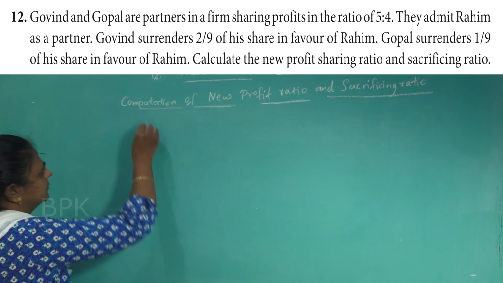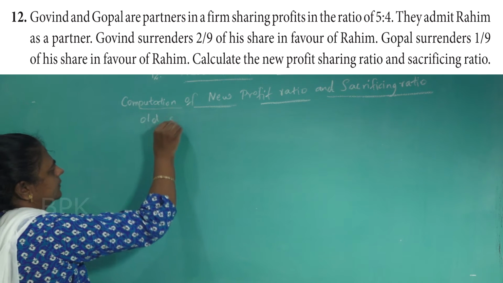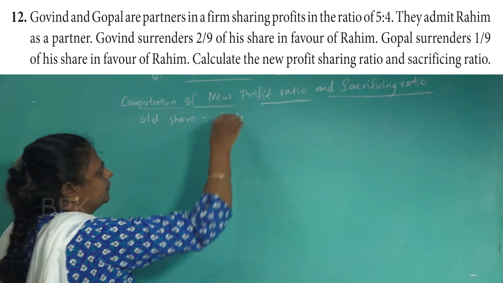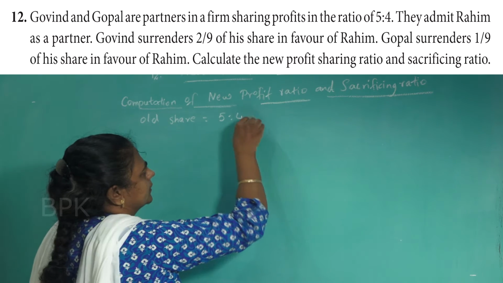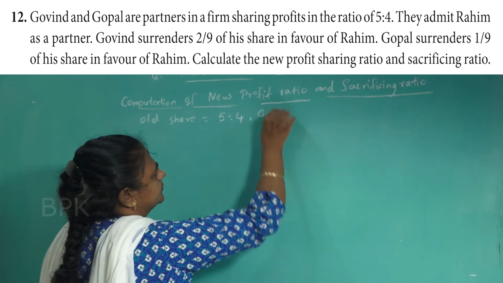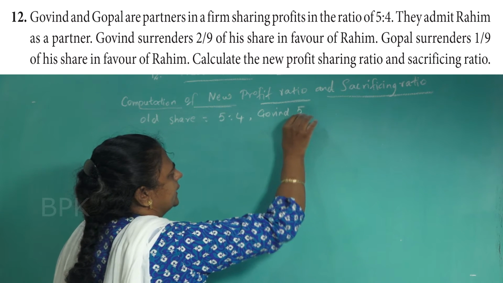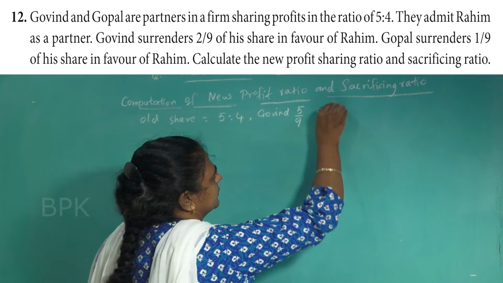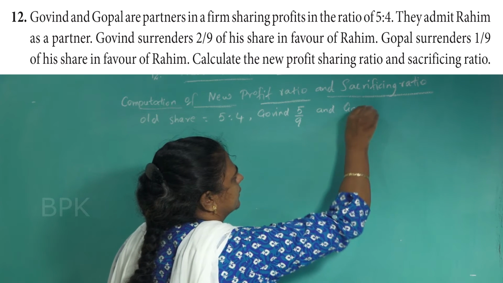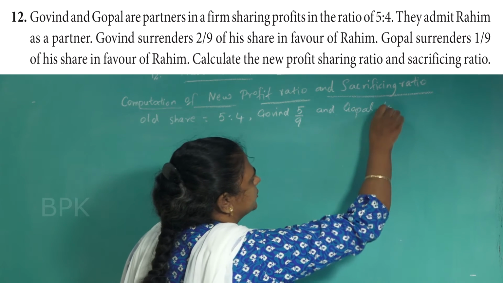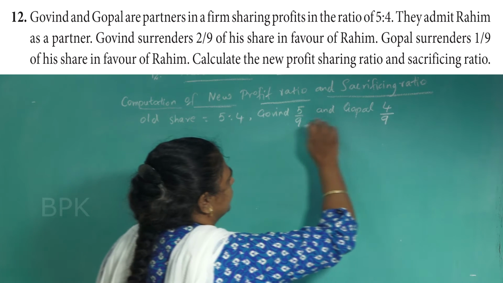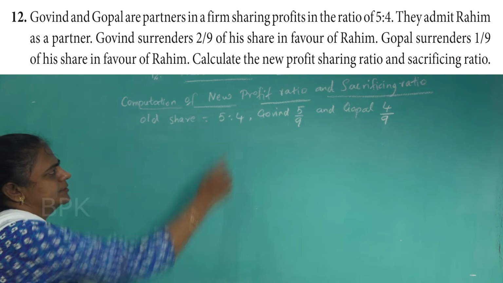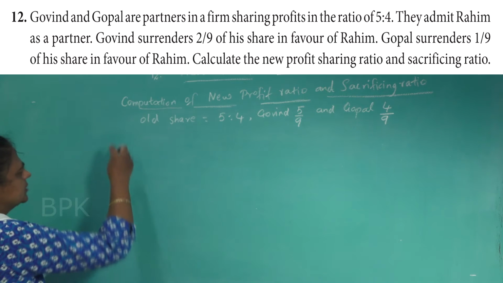Old share is given. Old share is 5:4. That is for Govind 5/9 and Gopal's old ratio is 4/9. So, 5/9, 4/9, that is their old share. Old ratio 5:4. Here you must use this formula.